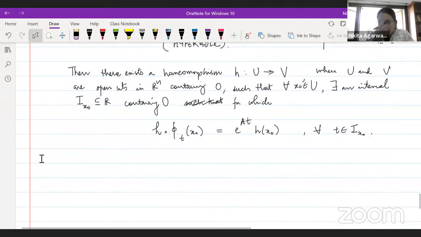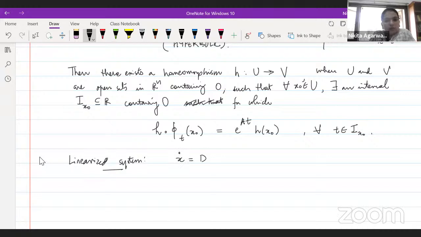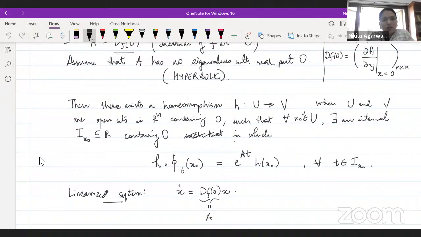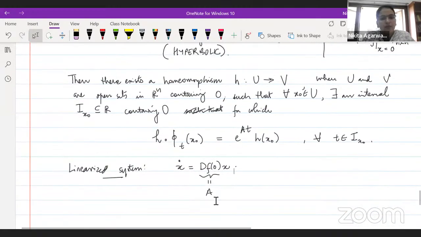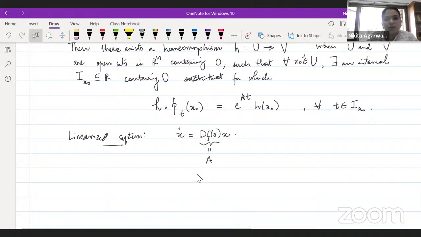So what is it telling us? When you look at the linearized system, which is given by x dot equal to Df(0)x, this is A. So why is it called the linearized system? Because when you look at this f(x) and think of the Taylor series expansion, the first term f(0) is gone because f(0) is 0. The second term is the linear term, which is precisely this term, Df(0)x. So this linearized system is the local behavior of the system x dot equal to f(x). You ignore all the nonlinear terms and just focus on the linear term, and this is called a linearized system.